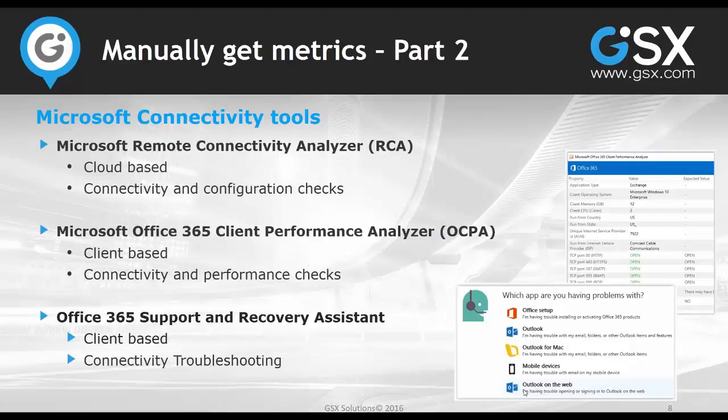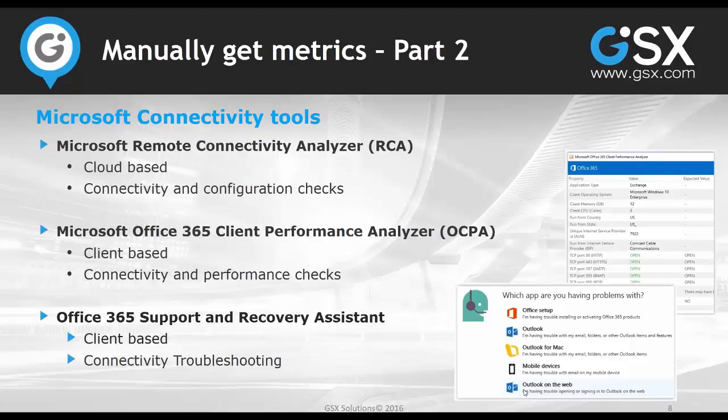So that's good, but it's more to check the status of your tenant, or not even your tenant, and see what it is from a remote location, okay? But it won't provide you with information from that specific site that you might be troubleshooting. So what I want to focus on today will be the two other tools, the Office 365 Client Performance Analyzer, also called the OCPA, and the new Support and Recovery Assistant.